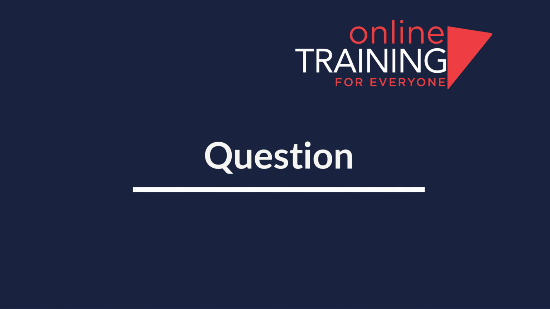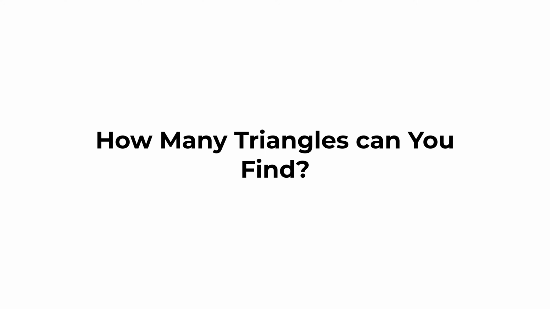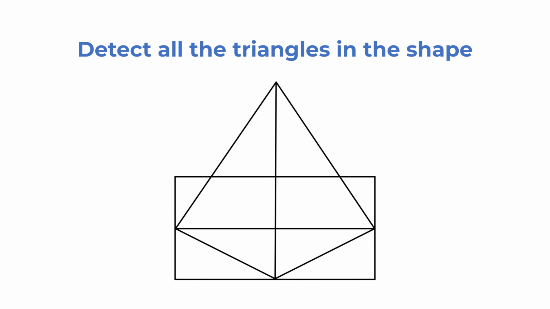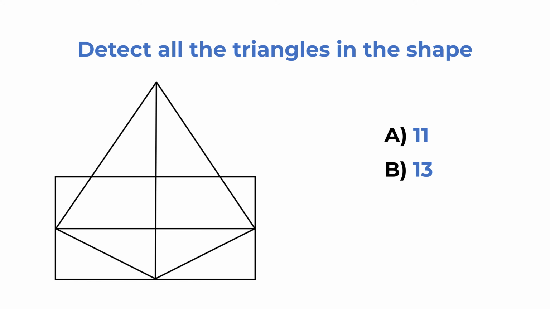This particular question was just recently introduced in the test, and I would need your help to determine if I answered it correctly. You're presented with a very unusual shape, and you need to detect all the triangles that are part of this shape. Your 4 possible choices: choice A, 11, choice B, 13, choice C, 15, and choice D, 17. Do you see the answer?